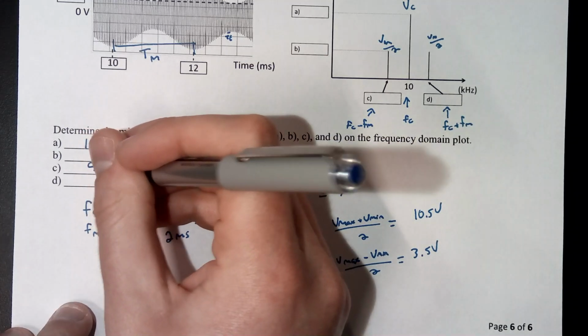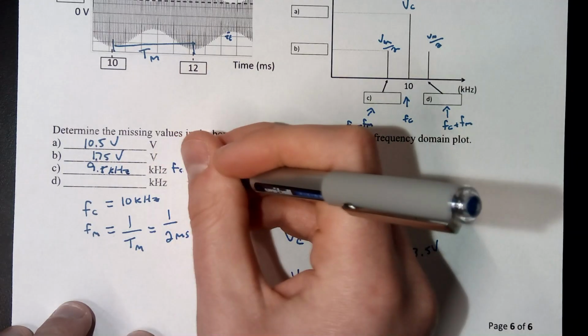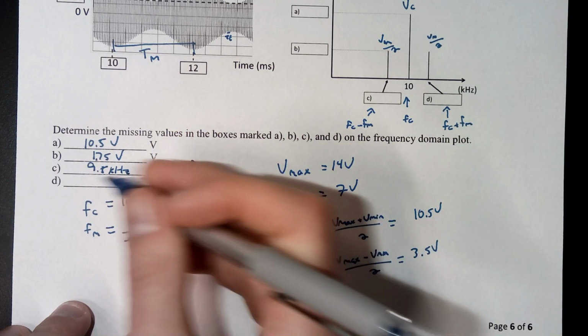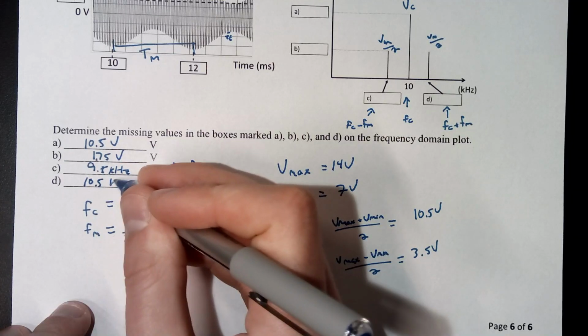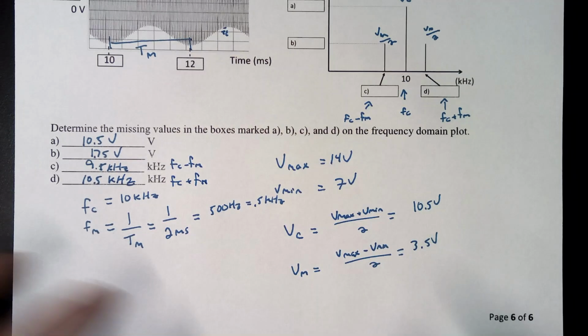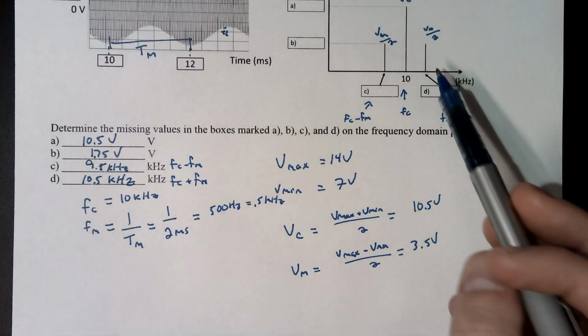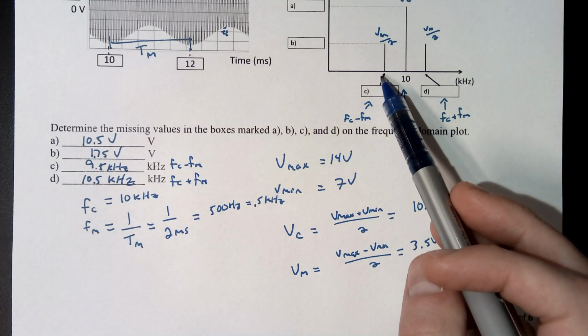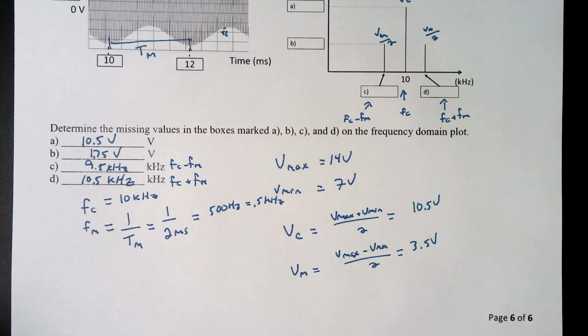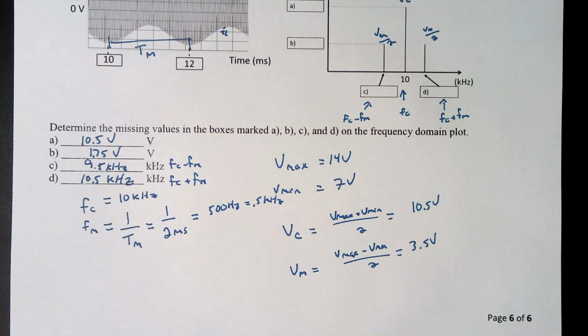So now for our lower sideband FC minus FM, we take 10 kilohertz minus 0.5 kilohertz, and that gives us 9.5 kilohertz. This is FC minus FM. And then FC plus FM is 10.5 kilohertz. Another reasonable question to follow up with would be, what is the bandwidth of this signal, which would be the upper sideband minus the lower sideband, so 10.5 minus 9.5, 1 kilohertz, based on 2 times 500 hertz as well. That's it for the exam. Good luck.